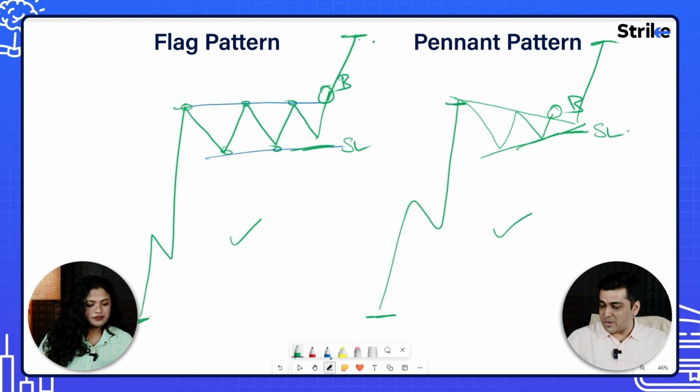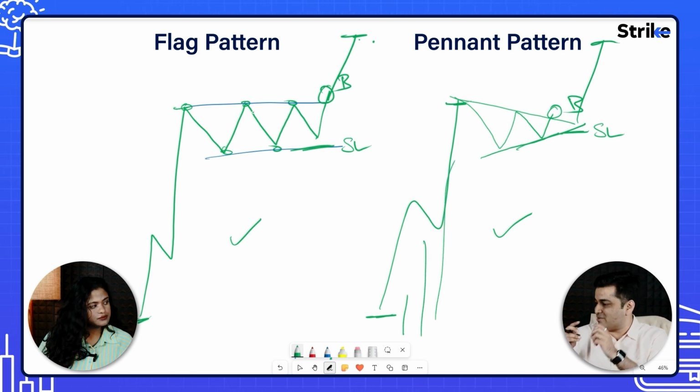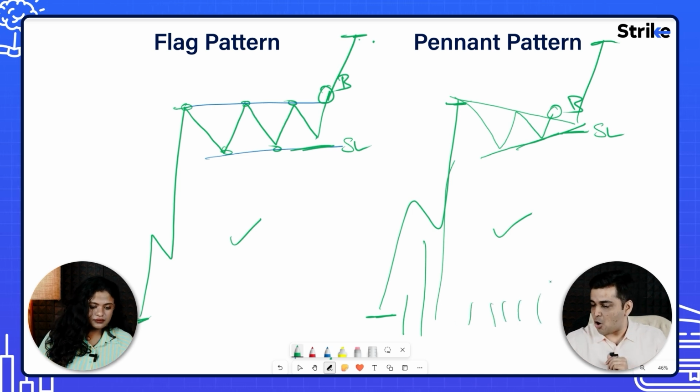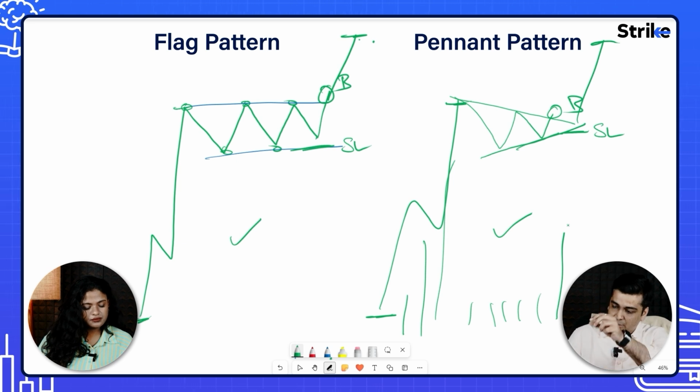All right. Remember one thing: when the pole is being made, the volume should be very high. And when the triangle or the rectangle is being made, it's a consolidation where prices are going sideways. The volume should dry up. And on a breakout, the volume should emerge again. So that is a peculiarity of this particular continuation pattern. Let me very quickly take you through an example.